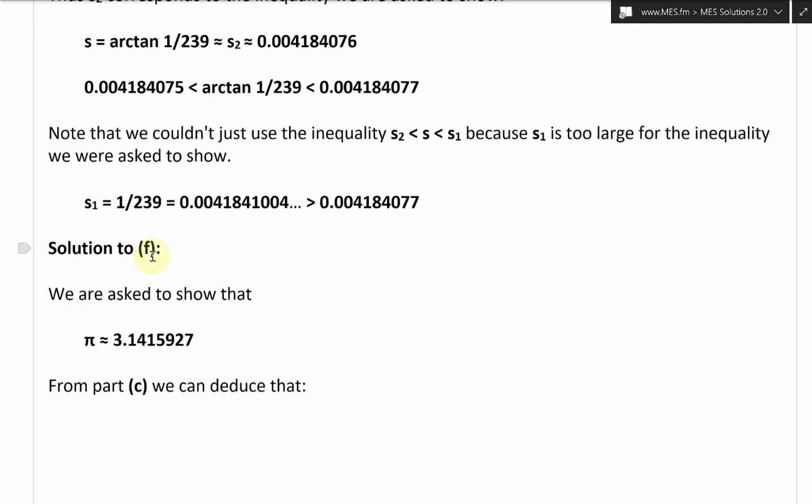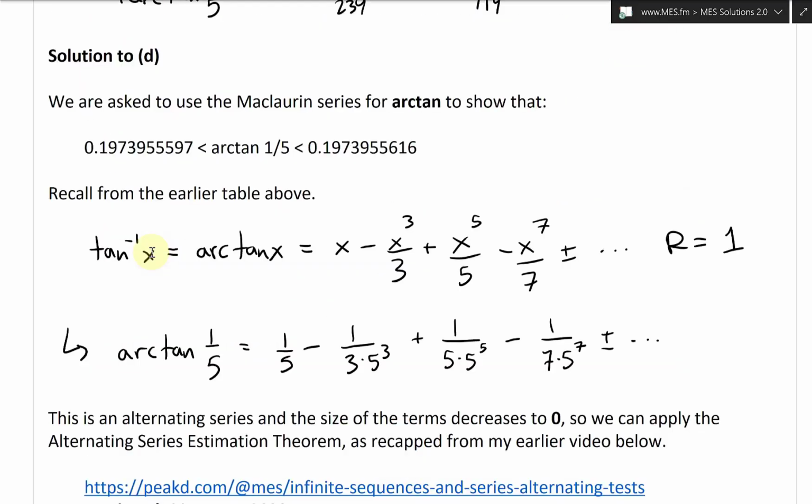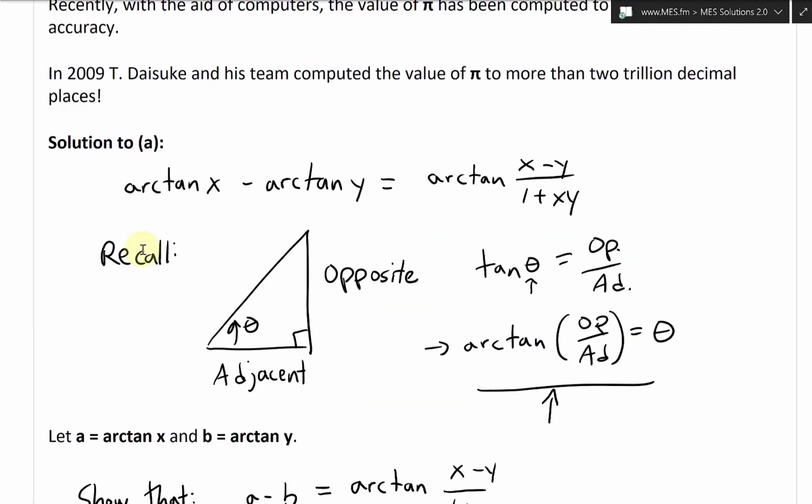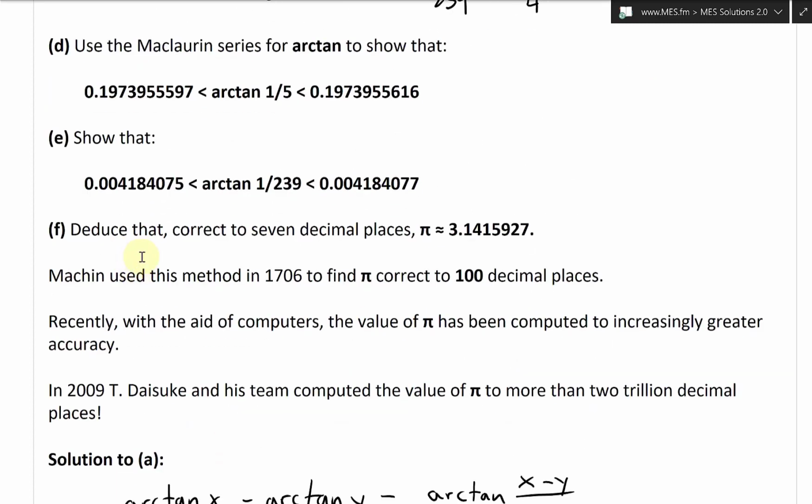All right, so now let's take a look at question F and scroll all the way back up. So yeah, this is a pretty tedious question, or tedious overall problem. So deduce that correct to 7 decimal places, pi is equal to 3.1415927, and then here's some historical notes.